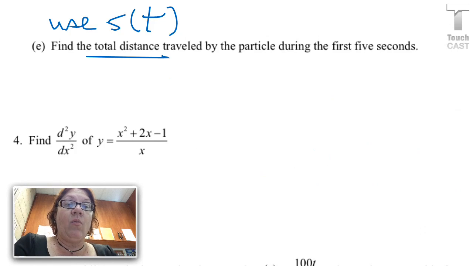So now that I've figured out when it's moving forward and when it's moving backward in the last problem, I'm going to section that off and look at those distances separately. And of course, total distance would mean I'd have to take however much I started with and subtract however much I end with.